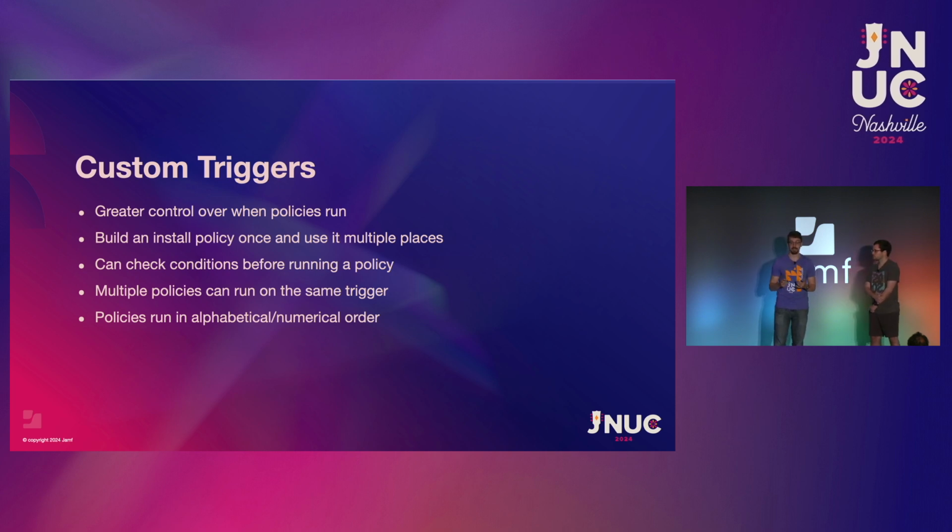You can also check to make sure certain conditions are correct before you run a policy. You can put multiple policies on the same custom trigger. If you do that, they run in numerical or alphabetical order, so you can use that to control when you want one thing to happen before another thing.